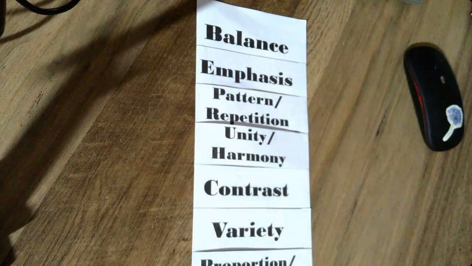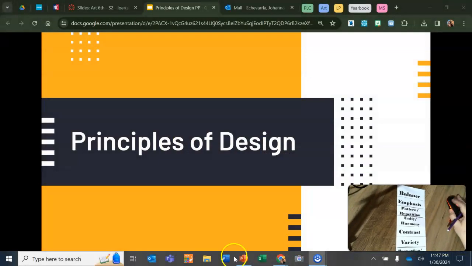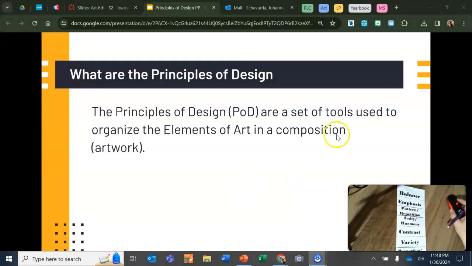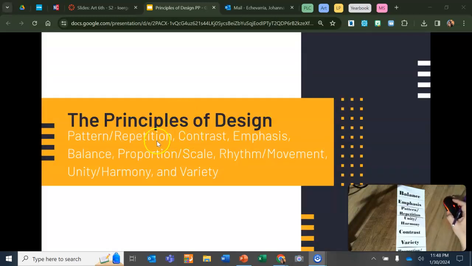Once you have that done, principles of design are a set of tools used to organize the elements of art in a composition. A composition is just another word for artwork. Most artists can't always agree on what all the principles are, so these are the ones that we're going to go with. I tried matching up the ones that are similar together.